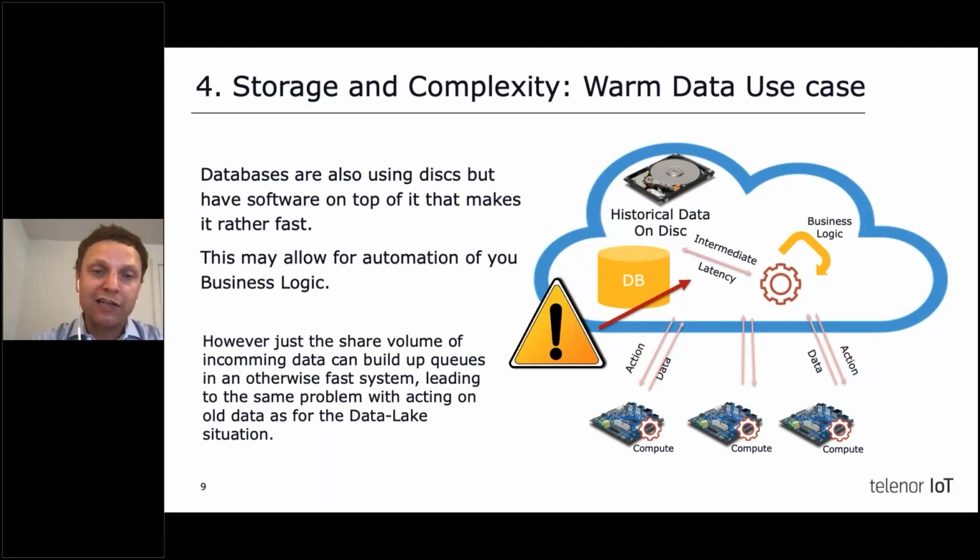When you scale your device fleet to 100,000, millions, or many, many millions, what will happen is that they all report data to the cloud, and they all try to write to the same database. If it's a relational database, it might actually cause either queues or even loss of data, because the database is busy writing data from someone else when you report it from your device. So that might be congestion, meaning that when you analyze the data and automate your business logic based on the data in the database, the data will actually be old. So you have the same situation as in the data lake.